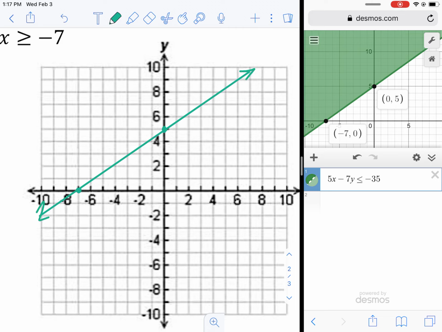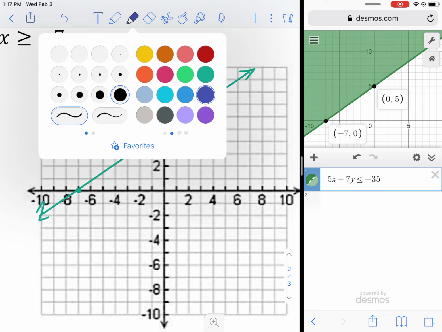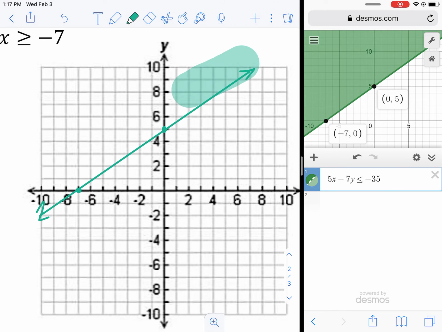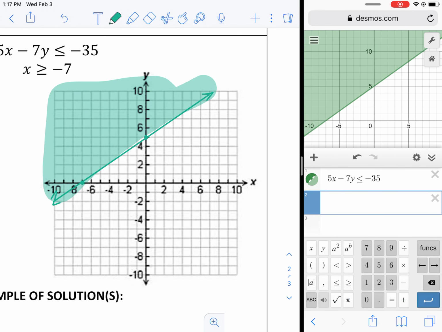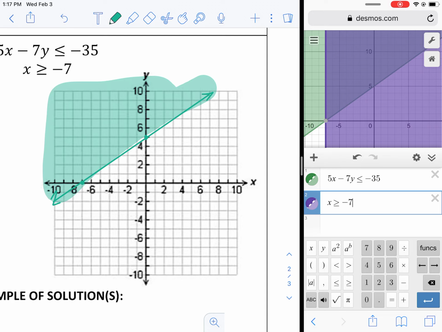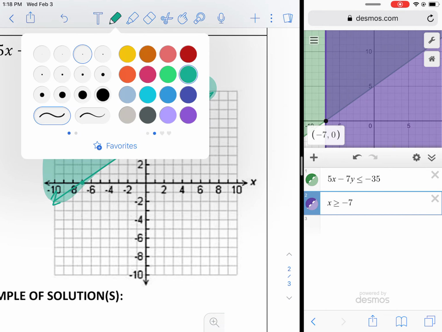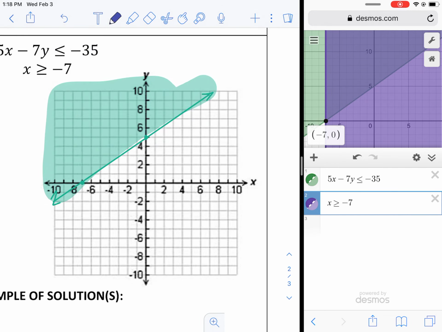So there's our line, and we want to shade above the line. So we're going to shade that area right there. Second one, x is greater than or equal to negative 7. That one is a vertical line at negative 7. So both of these are greater than or equal to. And so greater than negative 7, that's to the right, all right? So we're going to shade over here.